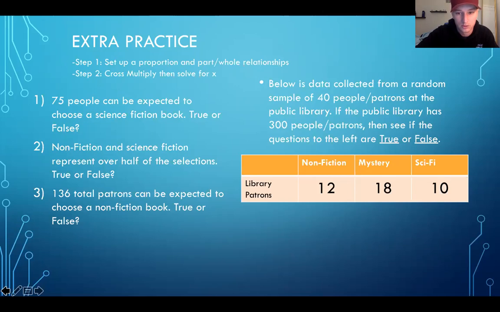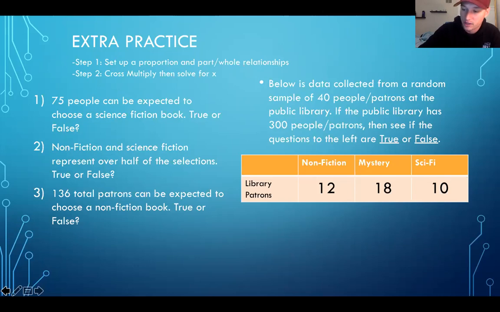book, true or false. Well, we know that 40 people were surveyed, so we know that's our denominator on the left-hand side. And then we look at the box that's given, and we see that 10 people chose science fiction. And then we go on the left, and there are 300 people or patrons within the library. And then we're going to put x because that's the number we're looking for.